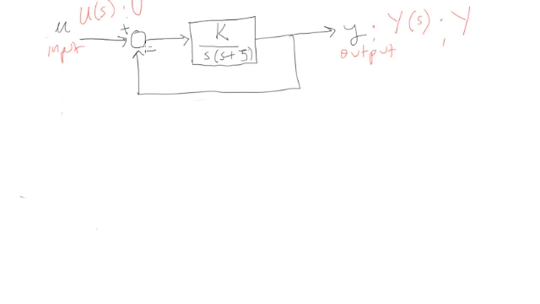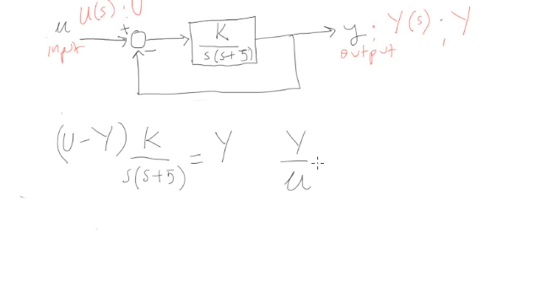I'm just looking here at the node that takes the feedback and makes a difference with the input U. So U minus Y is entering this block here. I just write the transfer function of the block, because everything is in the Laplace domain, so I can just multiply by the transfer function of that block. That is equal to my output, Y. If I leave the output and input terms alone on each side, I can easily reach the ratio of the output to the input as K over s squared plus 5s plus K.